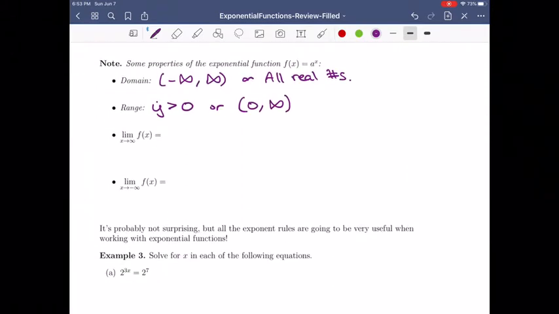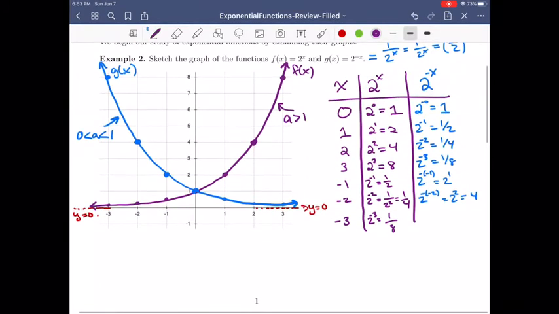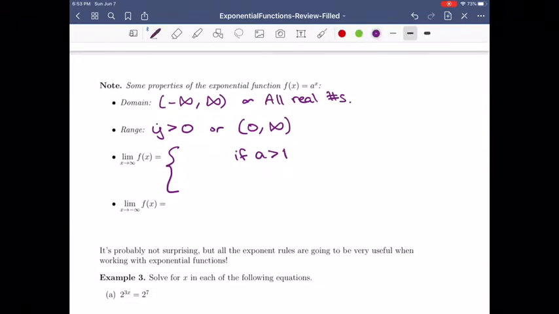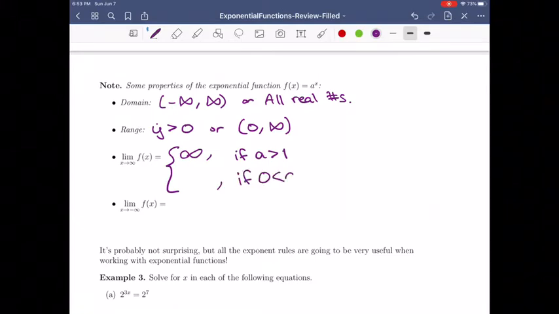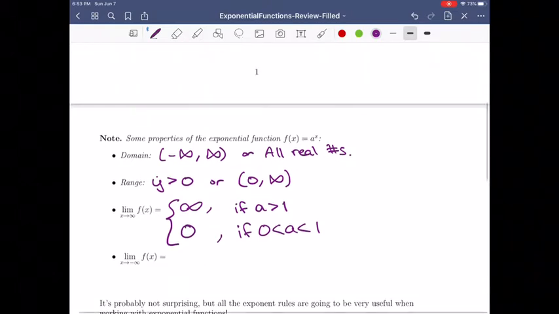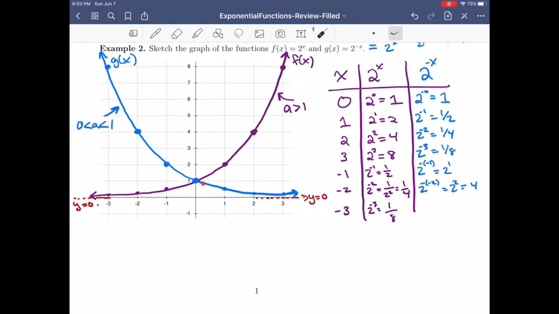Now, the limit as we go to infinity depends on your choice of a. If a is bigger than 1, then as x gets really big, we're following the purple line, so our y values are also getting really big. So this is going to be infinity if a is bigger than 1. But if a is between 0 and 1, then we actually approach 0 as x gets really big. So that's going to be following the blue curve, so the y values are getting close to 0.